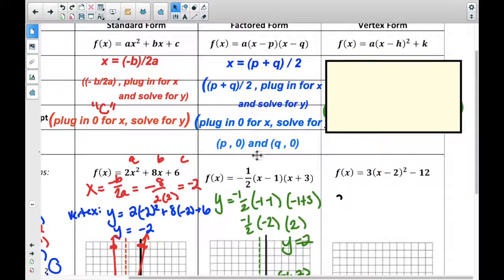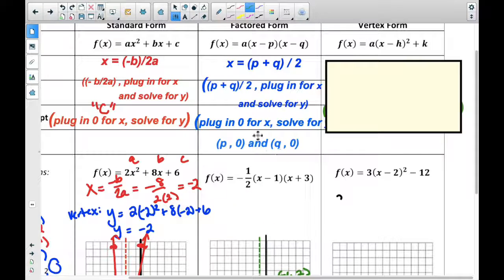Okay, so let's just go over a couple more things here. We have our axis of symmetry, we average them. We plug it in, we solve for y. The y-intercept is the same rule as always. That is, we plug in a 0 and we solve it for y. I'm going to do that down here. I'm going to erase some of this.